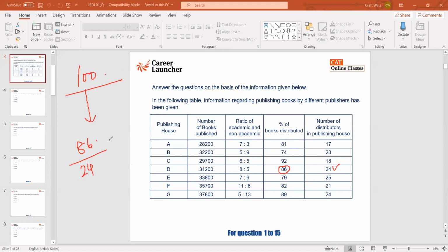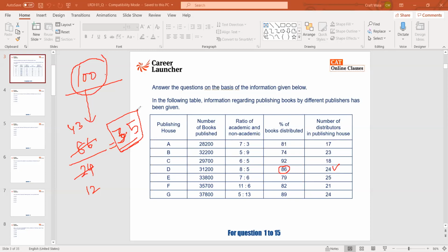24. Right? So that means how much is one distributor getting? If I calculate 86 upon 24, let's cancel this off. This gives me 43 by 12. So 42 by 12 will be exact 3.5. So this is around 3.5 books. So if it is making 100 books, each distributor is getting around 3.5 books. That is what I can say.